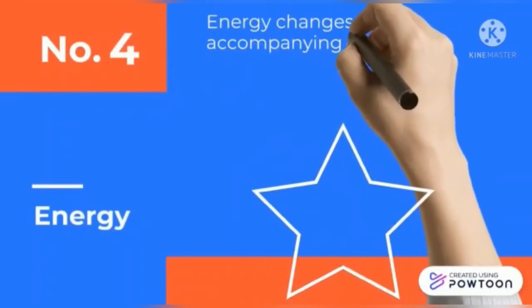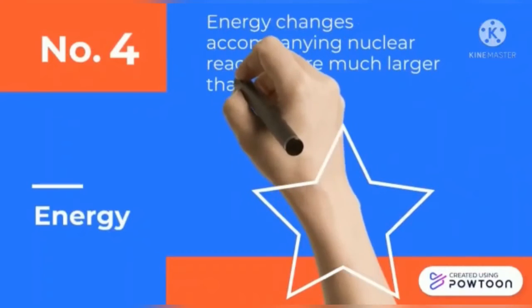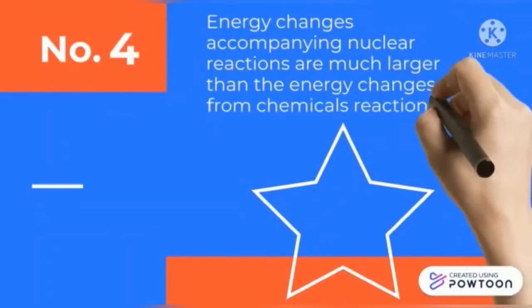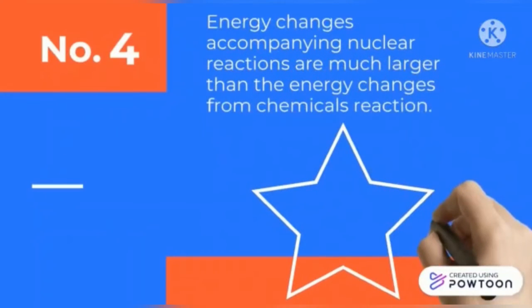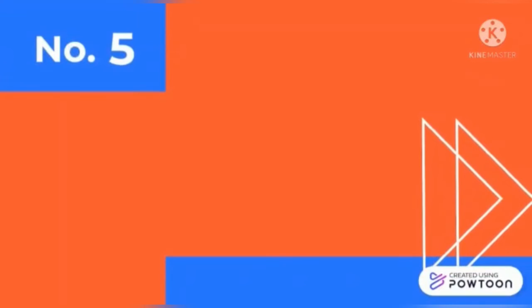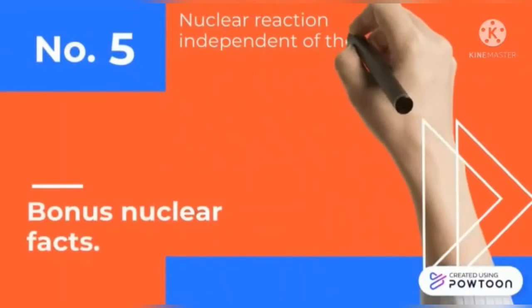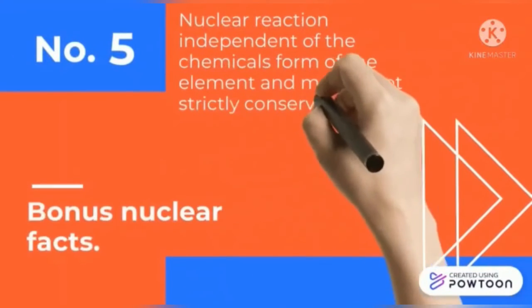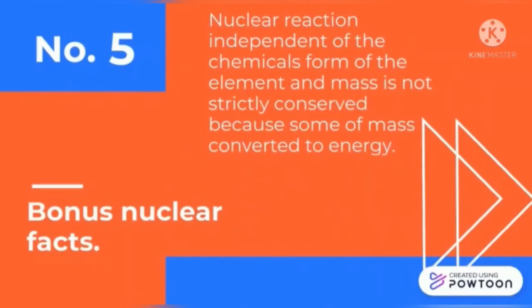Next is energy. Energy changes accompanying nuclear reactions are much larger than the energy changes from chemical reactions, guys. For bonus facts, the nuclear reaction is independent of the chemical form of the element, and mass is not strictly conserved because some of the mass is converted to energy, guys.